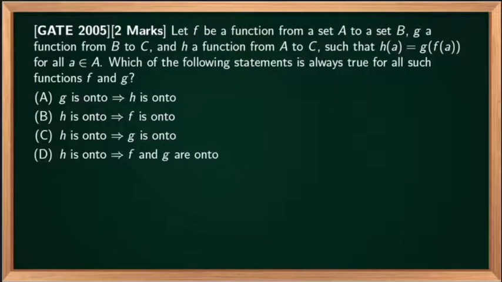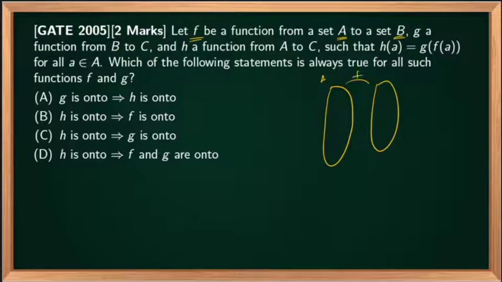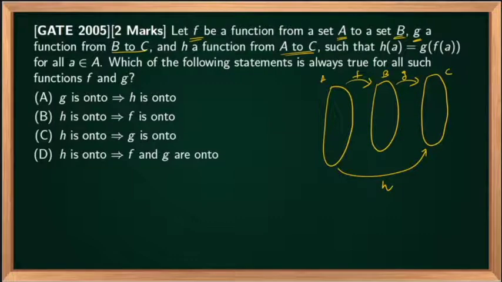It is given that F be a function from set A to set B, right? So F is a function from A to B. This is F. And G is a function from B to C. So this is C. This is from B to C. And H is a function from A to C, right? So from A to C, there is a function H. And H of A is equal to G of F of A. So this is actually a composition of function H. Now, which of the following statements are true for all such functions F and G, right?